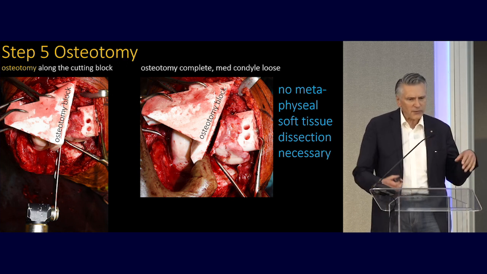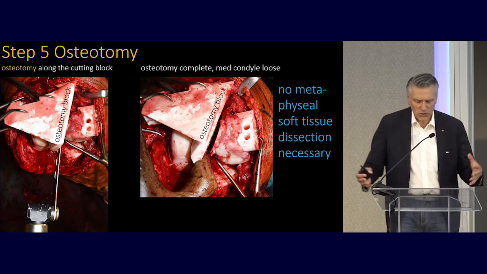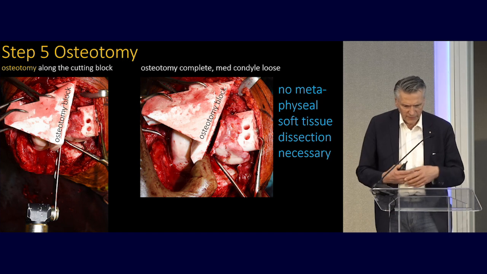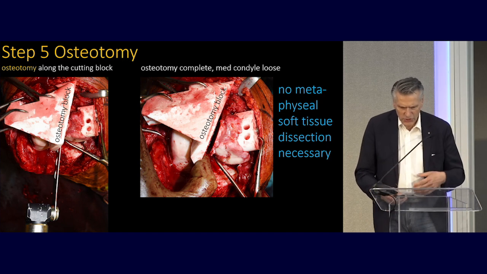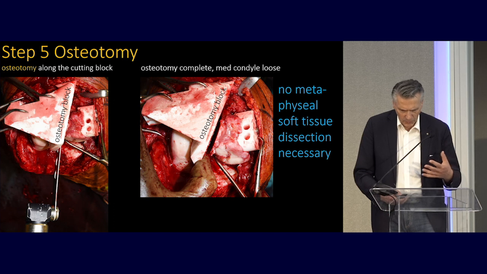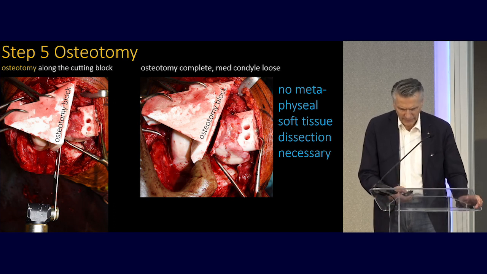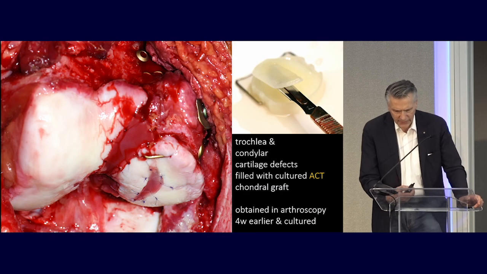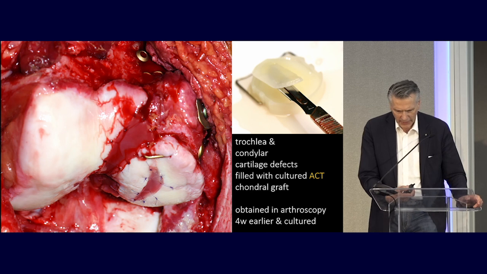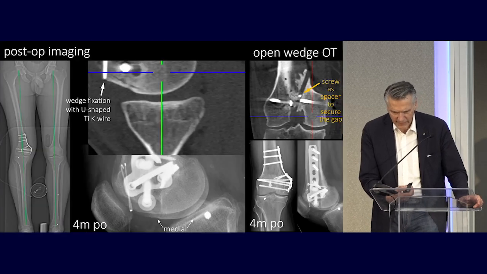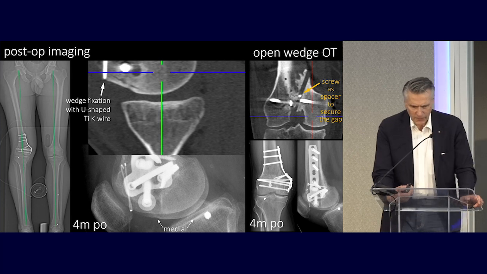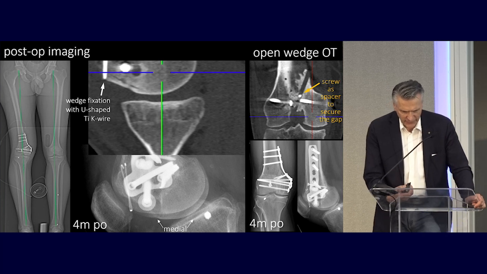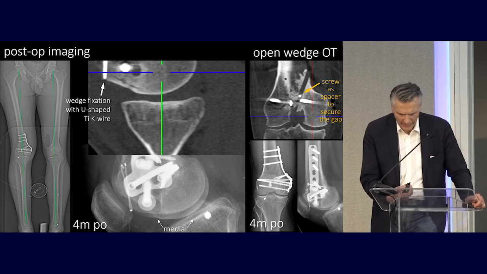And this is all done without much soft tissue dissection, no soft tissue dissection of the supracondylar pouch area. This is all very possible with a minimal amount of dissection. Alignment check, final alignment check, and they also did some cartilage transplant for the defects, and that's the situation with the post-op imaging. We see a very nice straight leg axis on the revised distal femur.